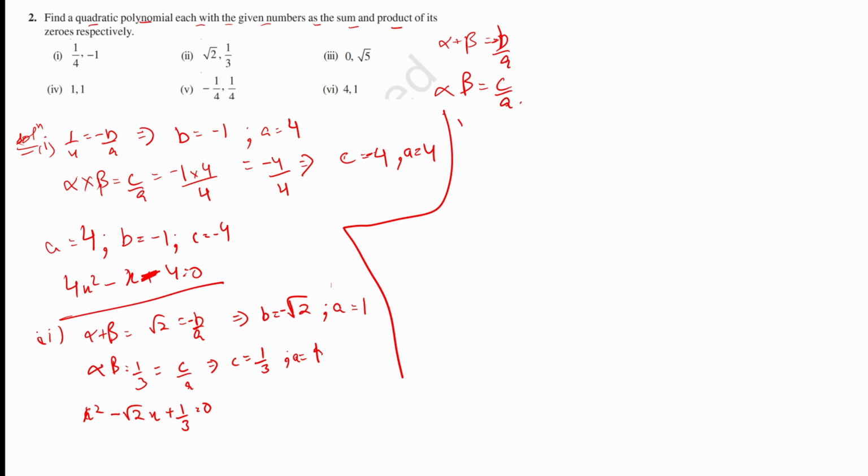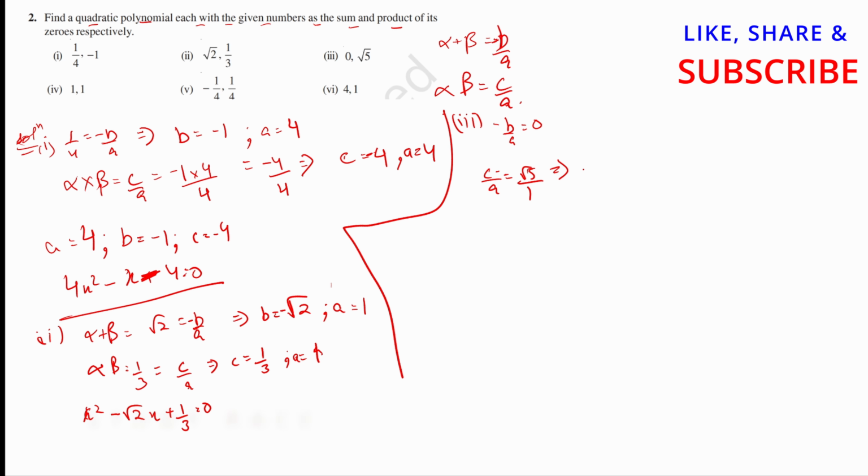Let's do the third part. The third part says 0 and root 5. So alpha plus beta, which is minus b by a, is equal to 0. And c by a is root 5. So I can infer from these two equations that b is equal to 0, c is equal to root 5 and a is equal to 1. So the equation will be x square minus 0 plus root 5, or you can say x square plus root 5. This is the quadratic equation in the third part.